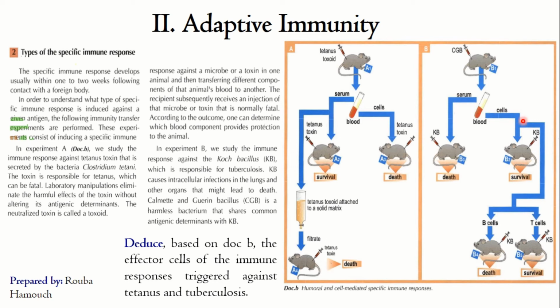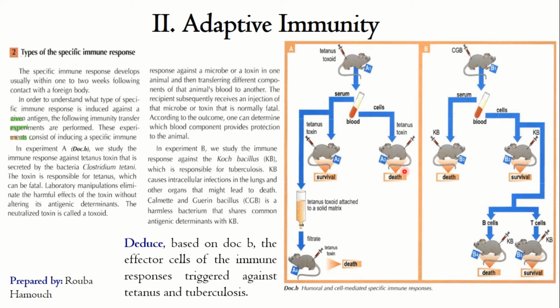Now, these blood cells are divided into B lymphocytes and T lymphocytes. The B lymphocytes were injected to a mouse before receiving the Koch bacillus, the harmful bacterium. This mouse dies. Whereas the T cells are injected to a mouse B5 also receiving the Koch bacillus, this mouse survives. So we can say that the immune response triggered against the Koch bacillus, that is similar to a virus, are the T lymphocytes and not the B lymphocytes.